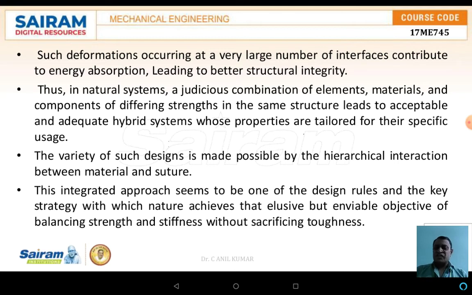Even in this, the best example is nothing but the climbers, which will withstand a very huge load, either vegetables or fruits. This integration approach seems to be one of the design rules and the key strategy with which nature achieves that exclusive but viable objective of balancing strength and stiffness without sacrificing toughness.